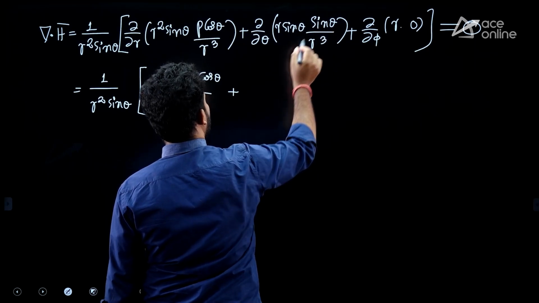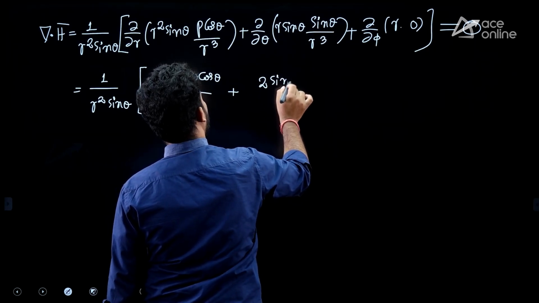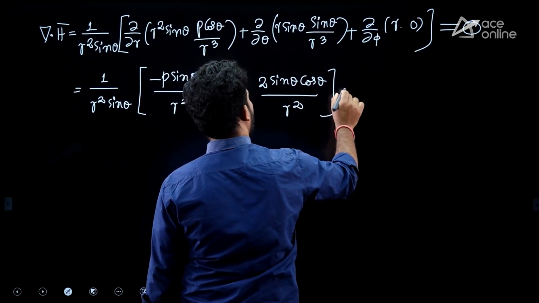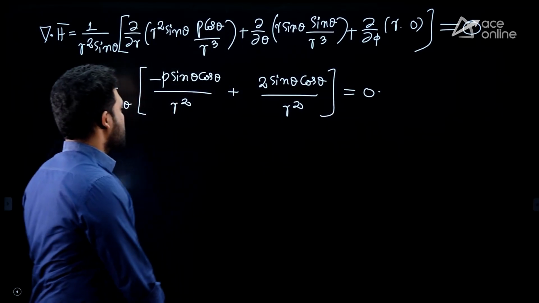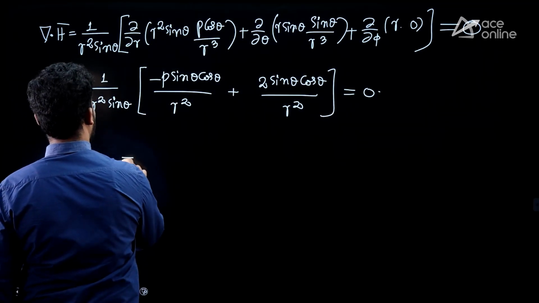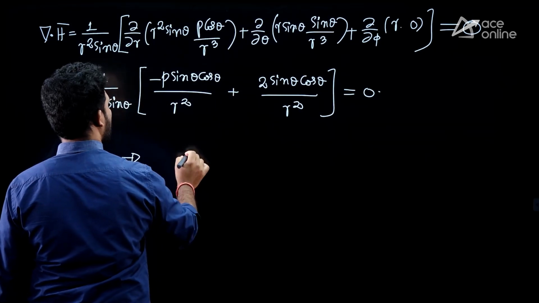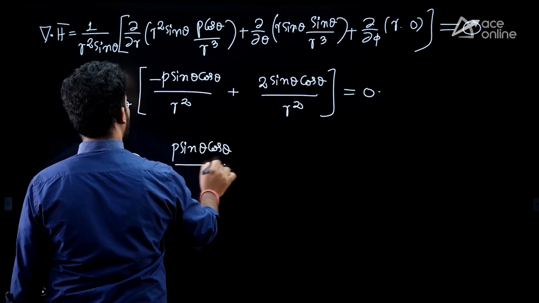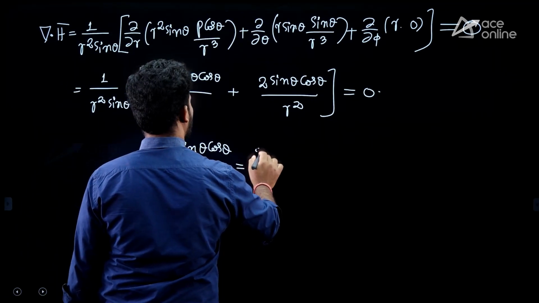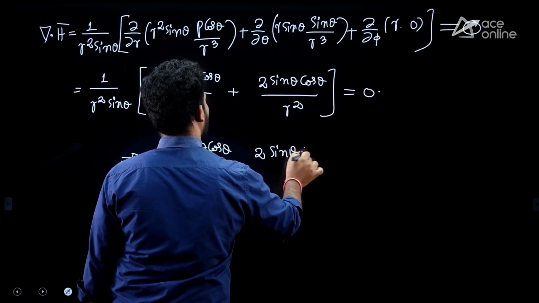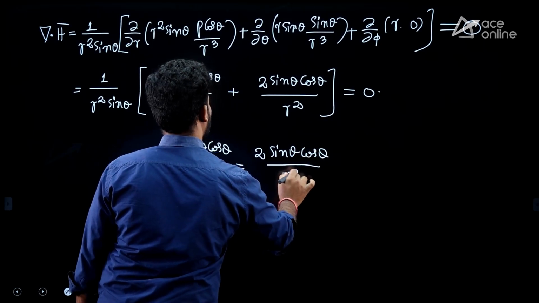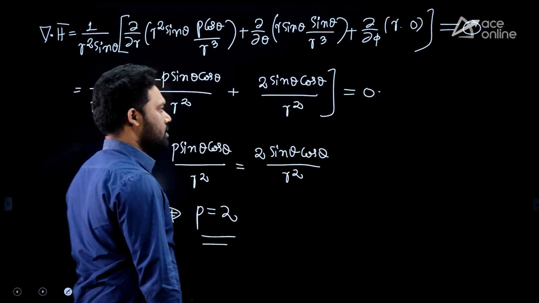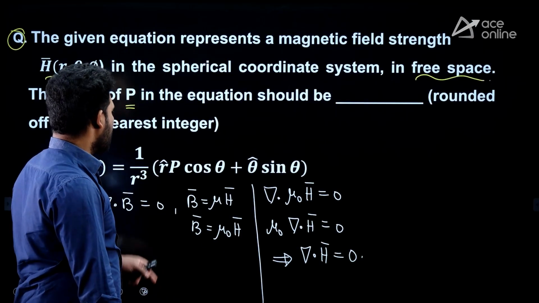In the numerator it is sin square. What is the sin square differentiation? 2 sin theta cos theta divided by r square, which is equal to 0. Clear, friends? So make this part equal to 0, which is P sin theta cos theta divided by r square, which is equal to 2 into sin theta cos theta by r square. So from here one can say P is equal to 2. Just skip the some of the algebra. So the P value is 2.